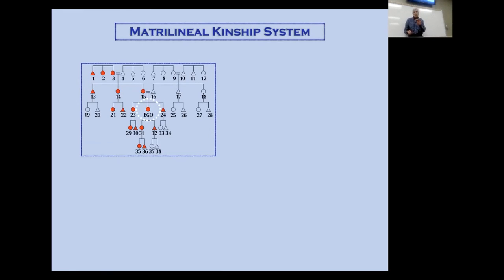So you can see that all of the kinship relations are based on the mother. So the ego is the female in the middle, and the red dots are the mothers. And then the others that are blank are the fathers. And there gets to be very complex kinship systems.